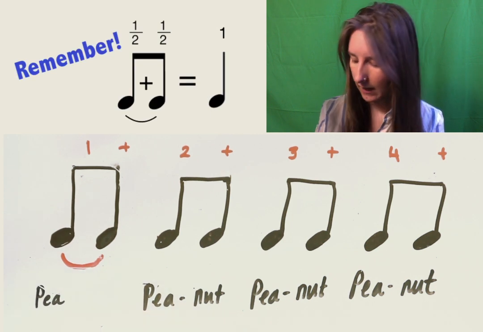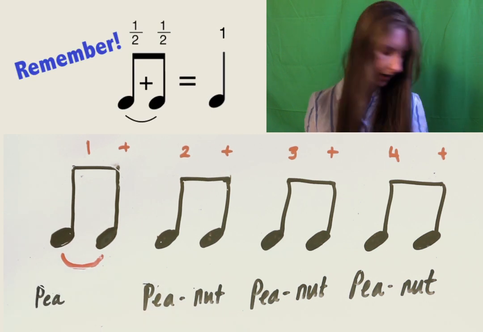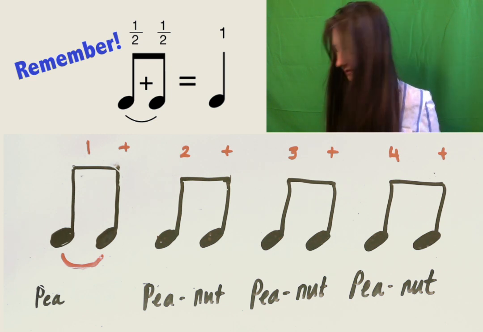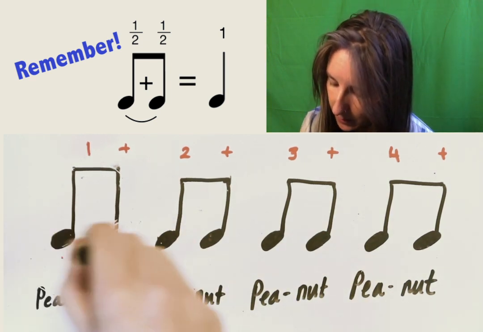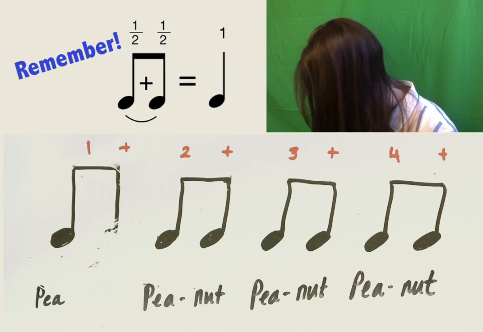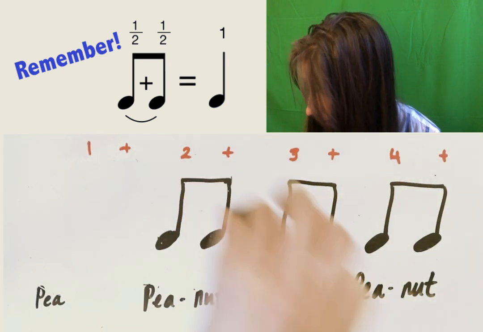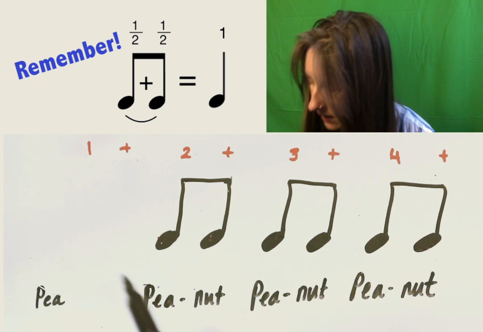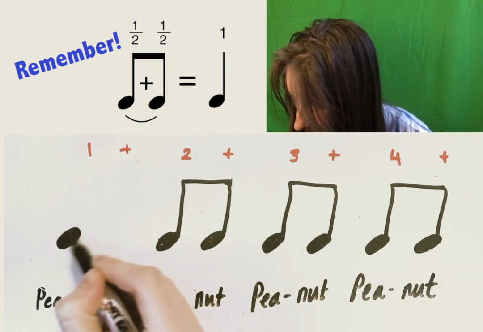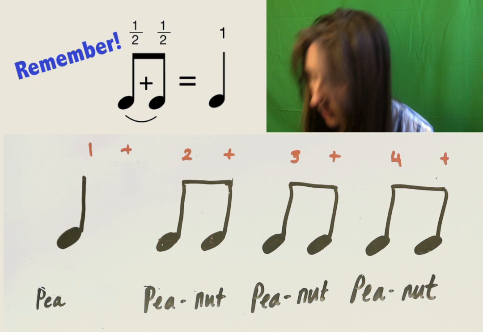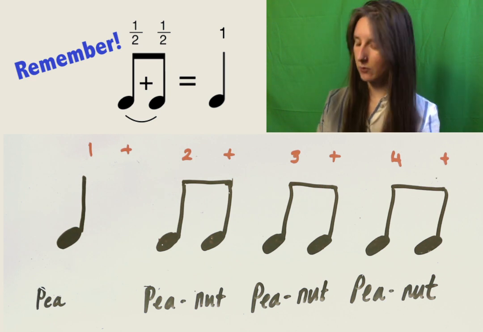So to make things easier, I'm just going to go ahead and erase the TTs, and I'm going to replace that. Uh-oh, I lost my eraser. I'm going to replace that with a ta. There we go. All right, so now we got one ta and three TTs.